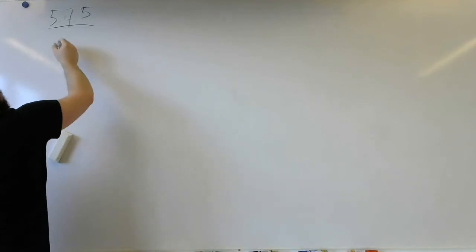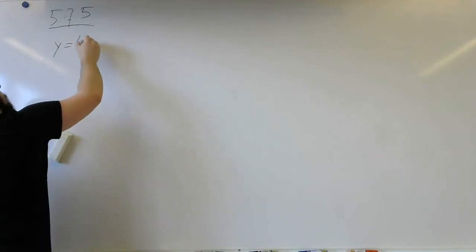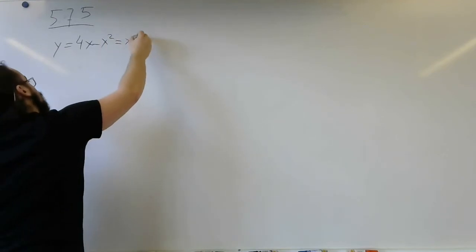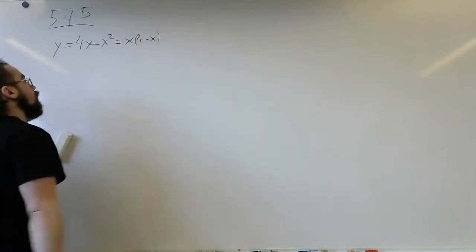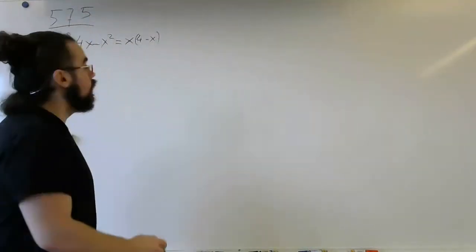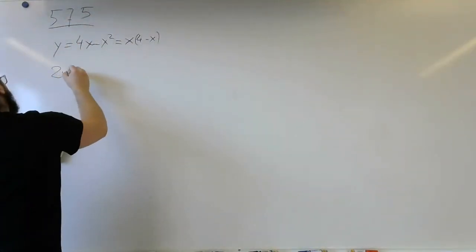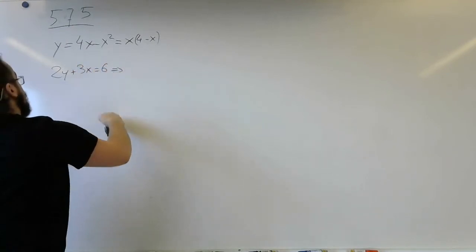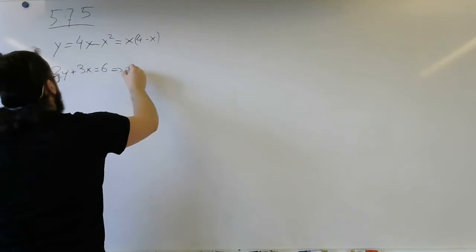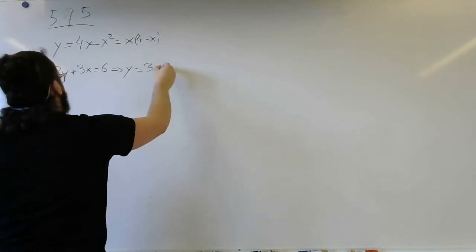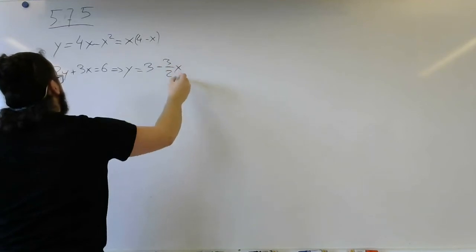We have two curves, and we want to find the area trapped between them. And the second curve is 2y plus 3x equals 6. Or if you want to see it the other way, y equals 3 minus 3/2 of x.